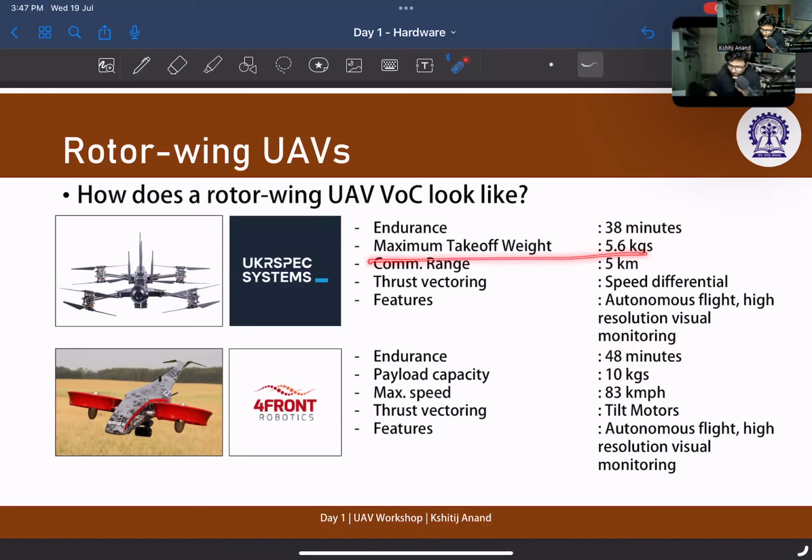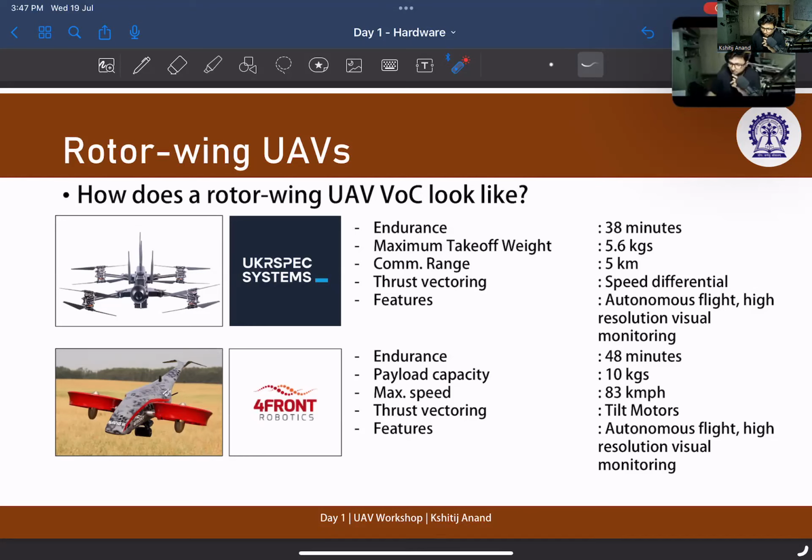Then what is the maximum takeoff weight? Here we do not talk about range as such, because the drone can travel as far as the battery goes. But the important part is that rotor wing drones don't fly for really long ranges. They are for short range applications, but they are much more agile. They can go into smaller spaces, and they can take off and land in smaller spaces. So if you have space restrictions, a rotor wing UAV is the thing you're looking for.